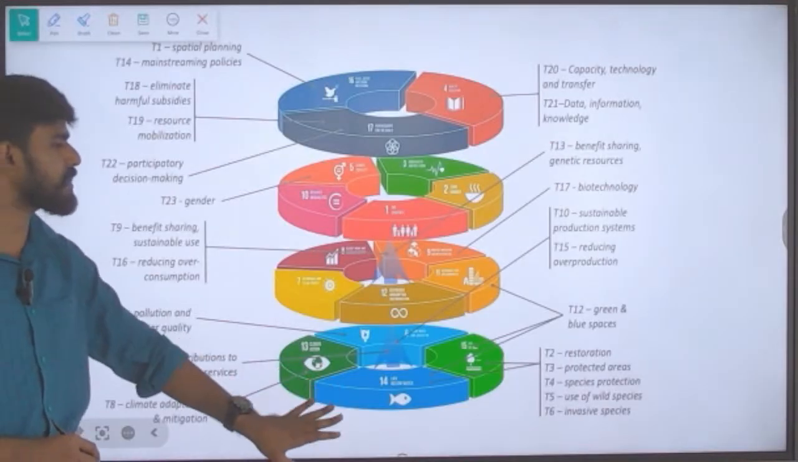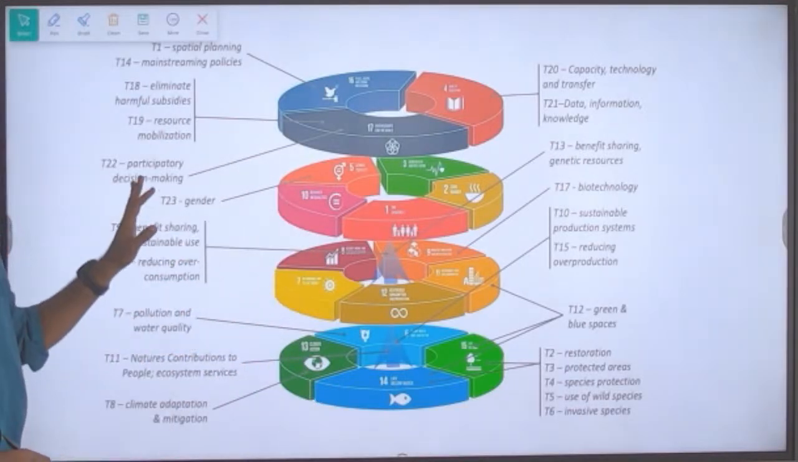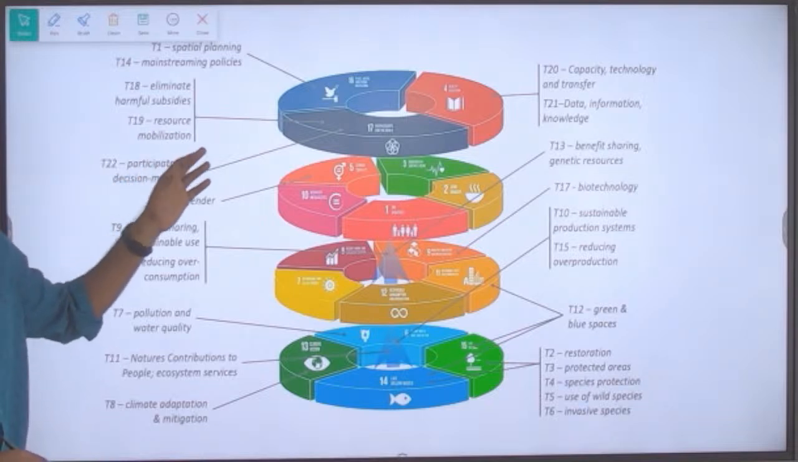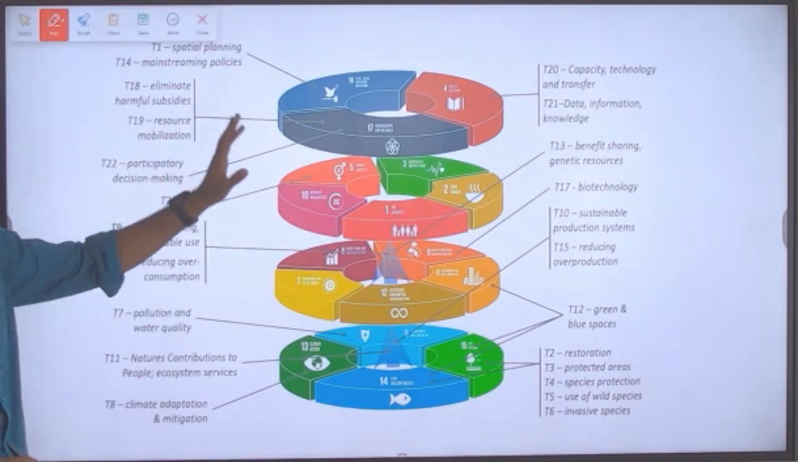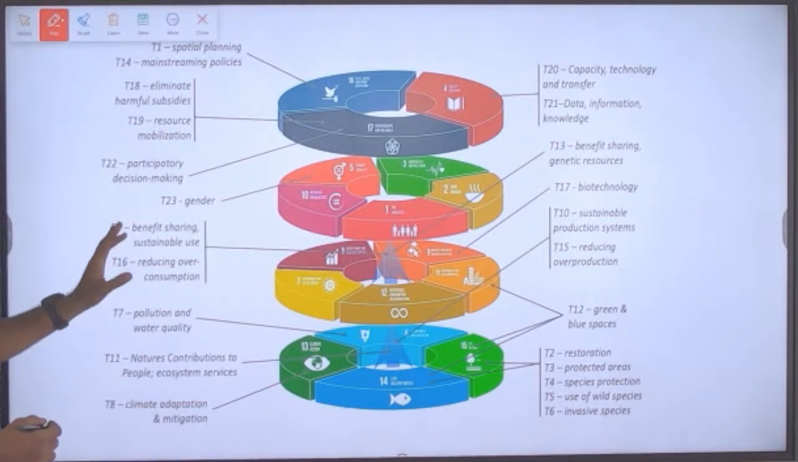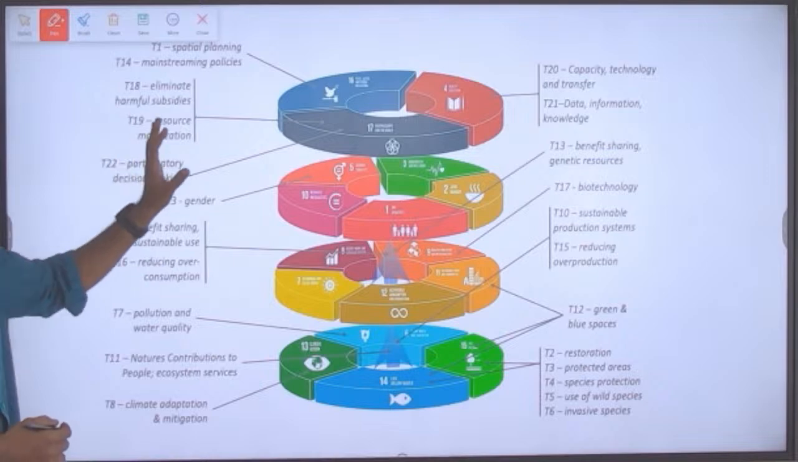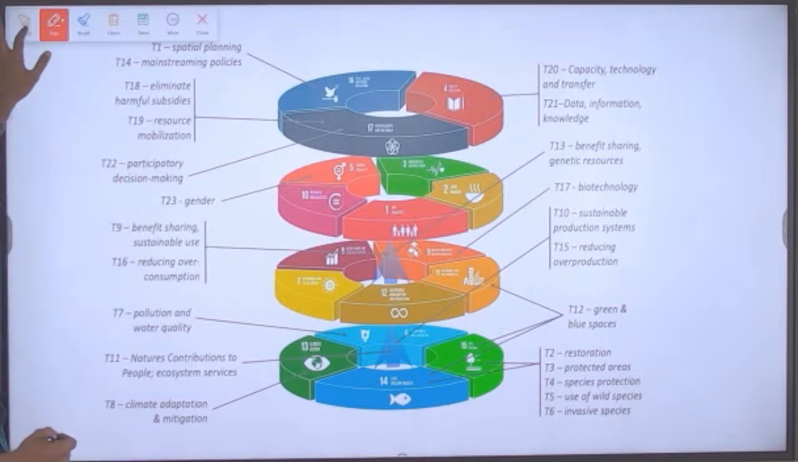Next is, what are all the 23 targets? Let us have a brief understanding of what these 23 targets are. These targets are for the year 2030. You need not have this by heart, but you must have a rough understanding of what these targets are.